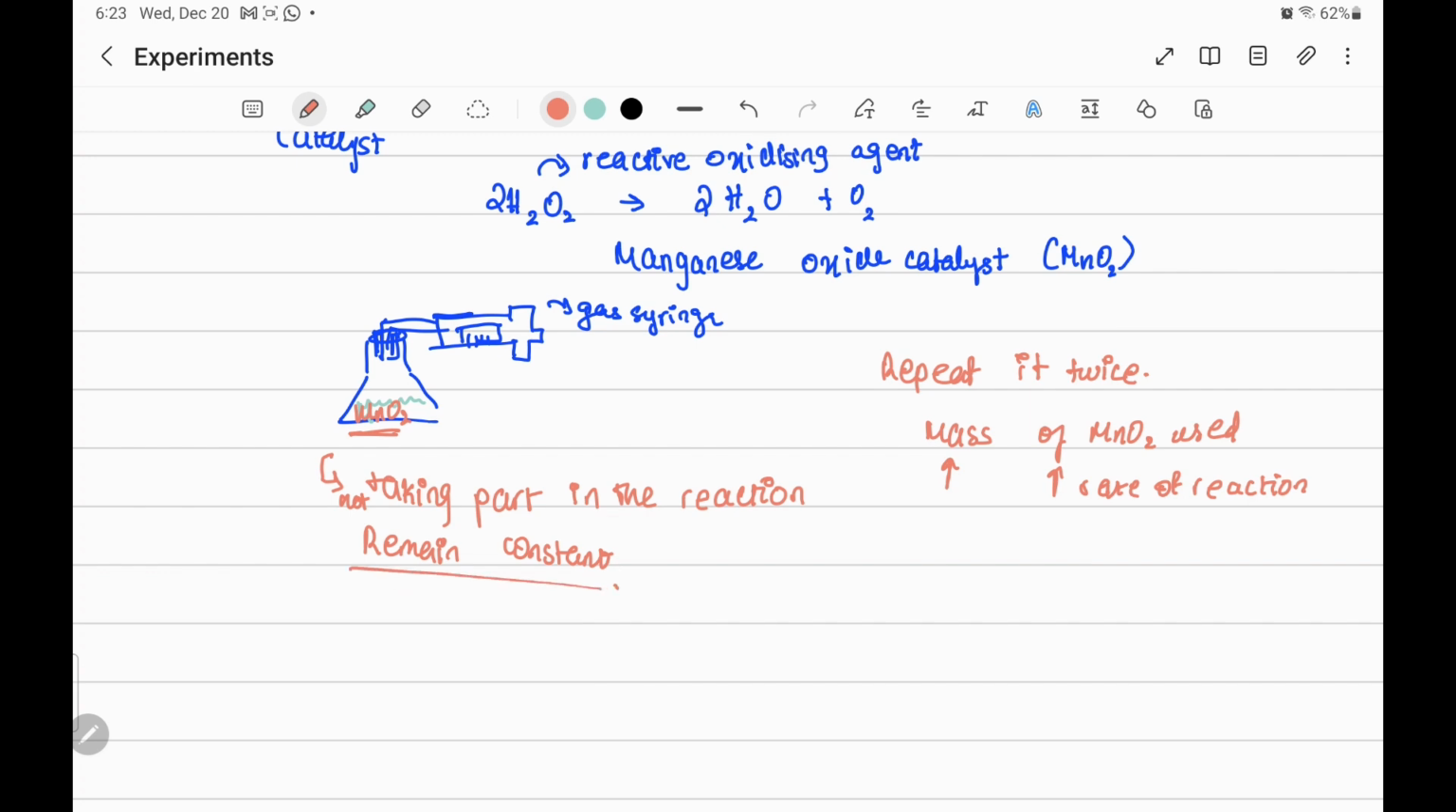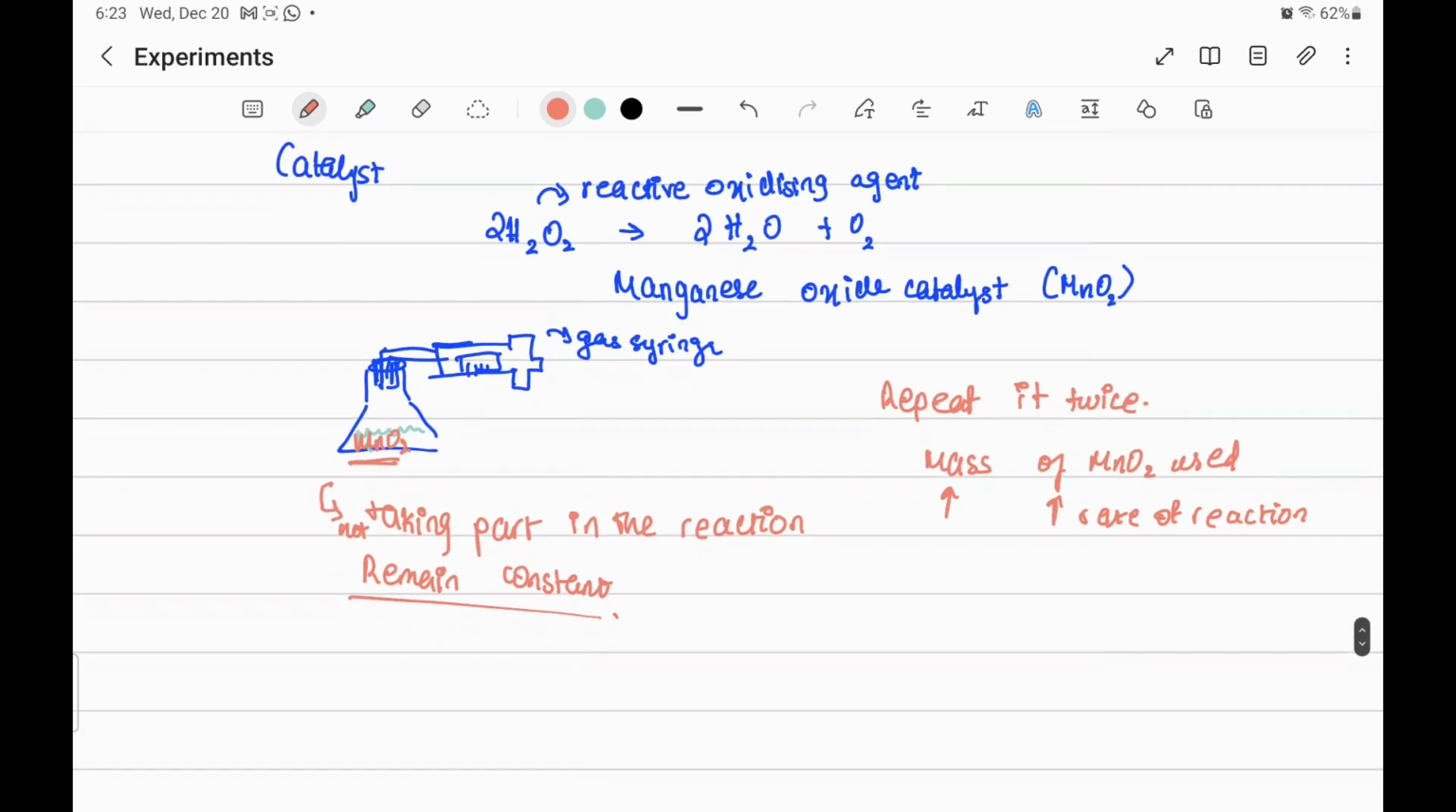Alright, so once again, for example, let's use E and F. In the first part, you used 0.5 grams. In the second part, you used 1 gram. And when you compare the volume of the gas collected, which is O2, at regular time intervals, you will see that the rate for F is greater than the rate of E because of the amount of catalyst that you have. The catalyst in F is greater, therefore the rate of reaction increases.